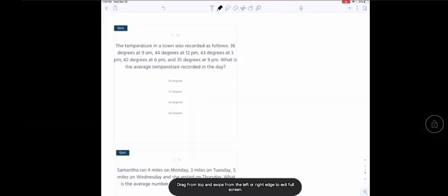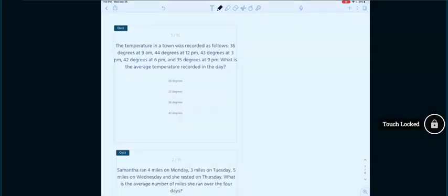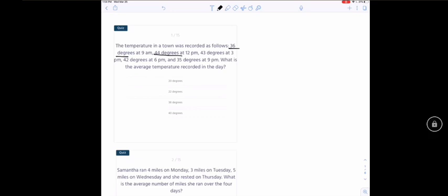So it says, number 1, the temperature in a town is recorded as follows: 36 degrees at 9 a.m., 44 degrees at 12 p.m., 43 degrees at 3 p.m., 42 degrees at 6 p.m., and 35 degrees at 9 p.m. What is the average temperature recorded in the day? So here we're going to add up all the numbers and we're going to divide by however many there are. So we have 36, 44, 43, 42, 35. Because these are the temperatures, we don't do anything with the times.